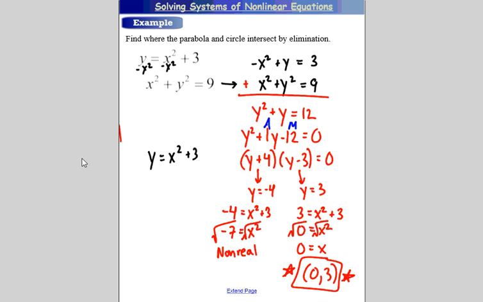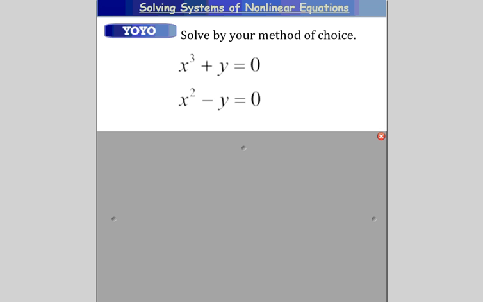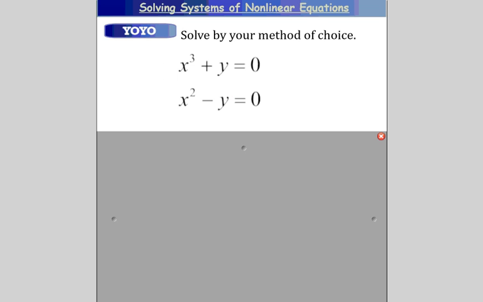If I zoom it out so you can see all the steps, there they are. I'll show you the picture of what the solution system looks like. Does our answer check out? It does. You'll notice the negative 4 returns an imaginary answer for x, and therefore is not an intersection point. This parabola and that circle are only crossing at one point, the 0, 3. I think I'll just leave it at that. Actually, no, we'll give it a try.